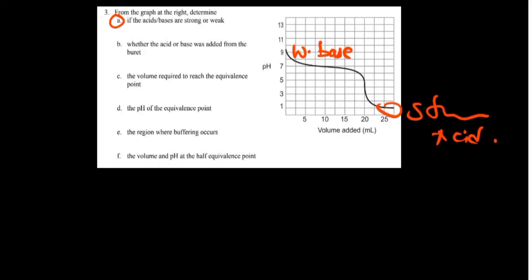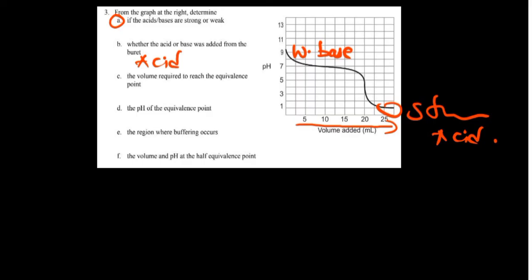Now, what were we adding? So we are coming from a basic medium going to acidic. So initially we had the base. Now we are increasing the volume of our acid, so therefore we are adding an acid because of what we are observing. We are observing a reduction in our pH values there.